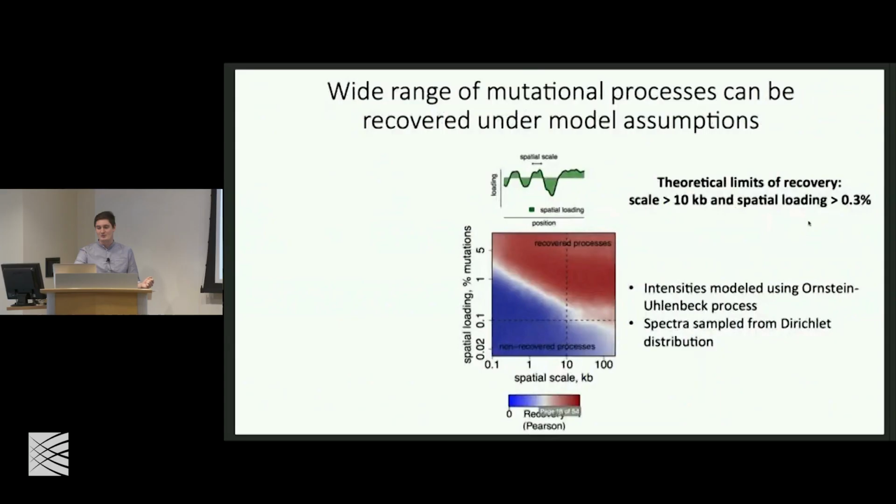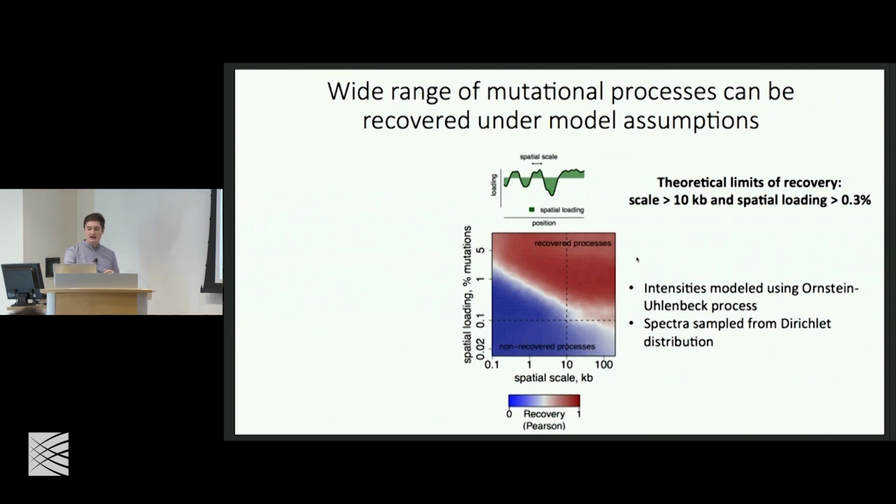Any more questions? If not, we can move on. We first checked whether this approach works, or whether our data set is powered enough to reconstruct mutation processes, at least in theory. For that, we simulated processes and varied two parameters: the spatial scale of a process, and the fraction of spatial variance that this process explains.